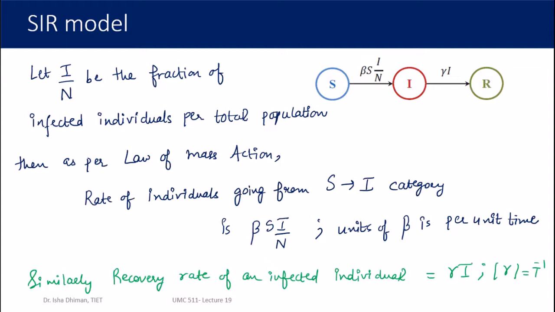So that is gamma. So that is per day or per week, depending upon what unit of time you have considered for the data you are looking at, but otherwise it's per unit time in general.